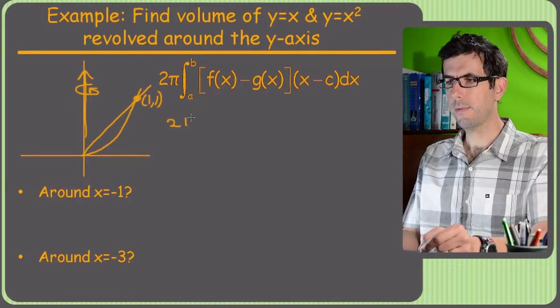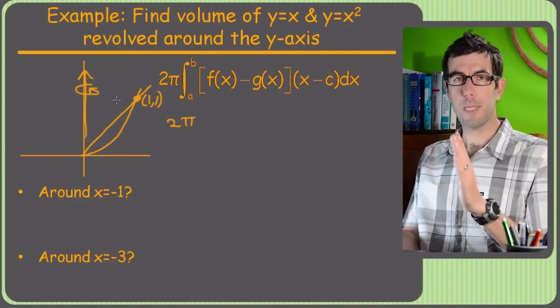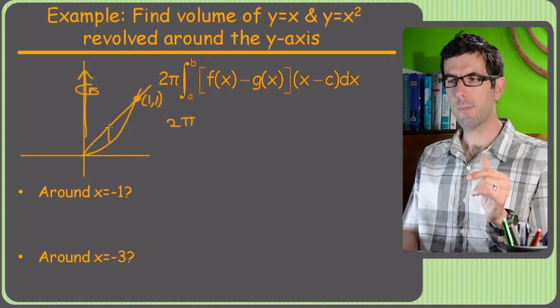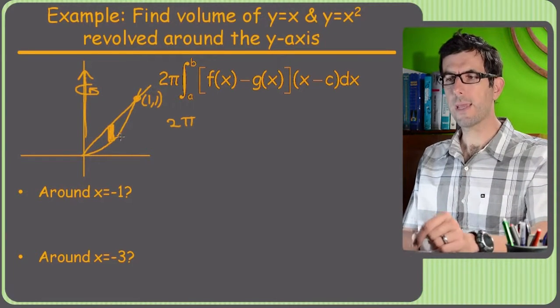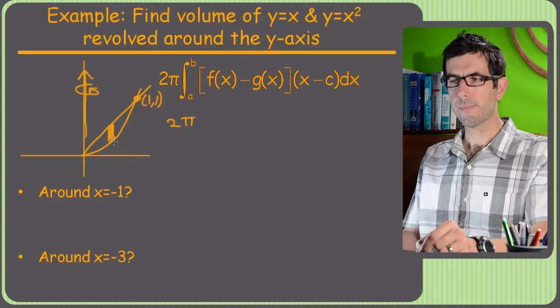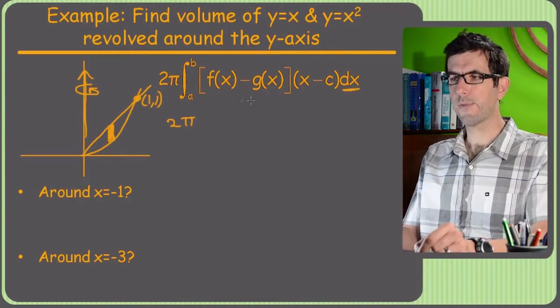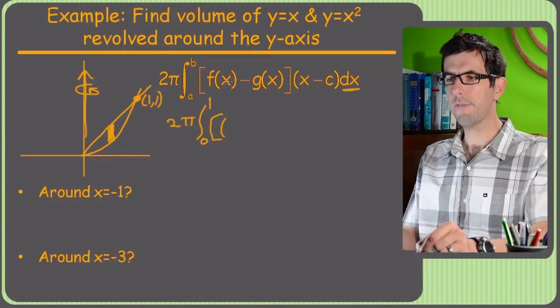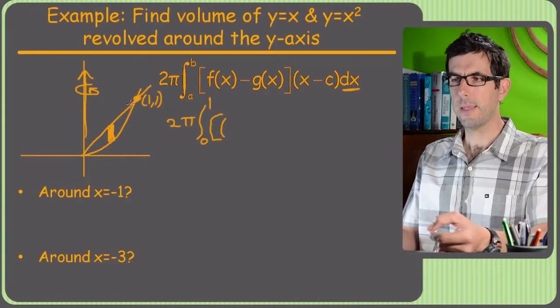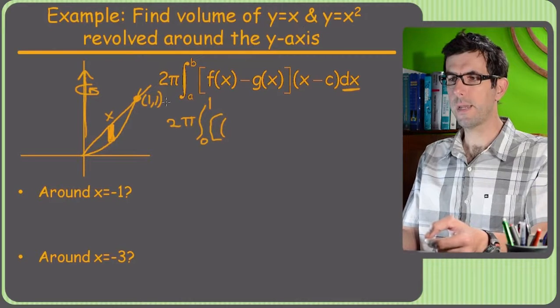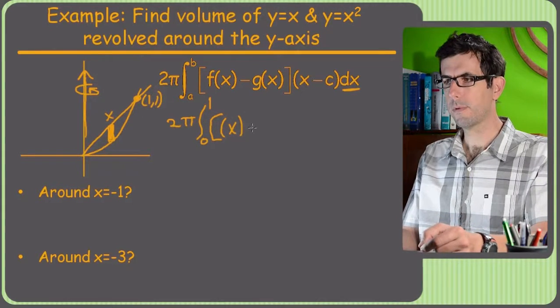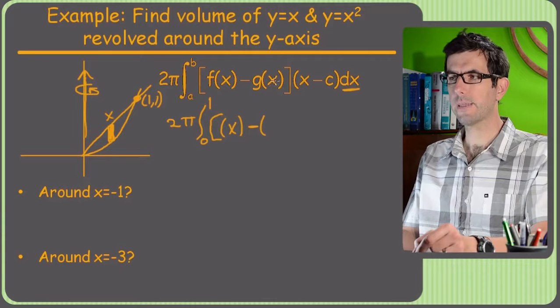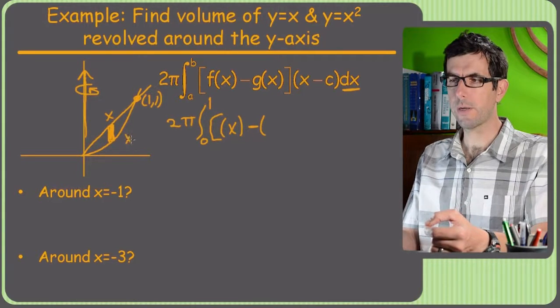So 2 pi. Now once again, I've got a vertical spin axis, which means I got a vertical representative rectangle. So once I draw that guy in, it's pretty obvious that my width is dx. That's why we're using the dx version of this formula. x goes from 0 to 1 for this little region. All right, so f of x, that is the upper one, and that is just x, because y equals x is that upper curve, minus g of x, which is the lower curve here, which is x squared.